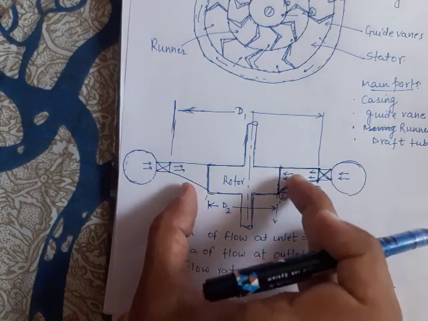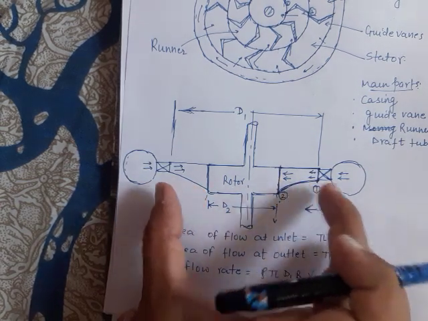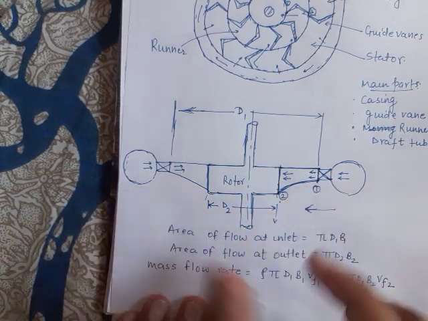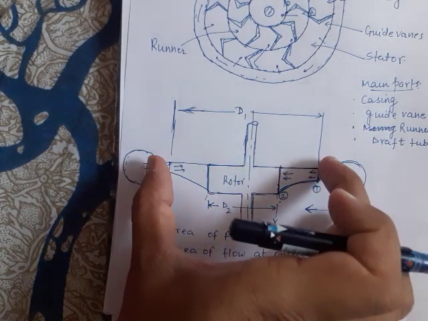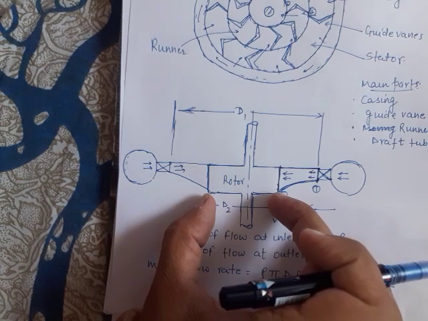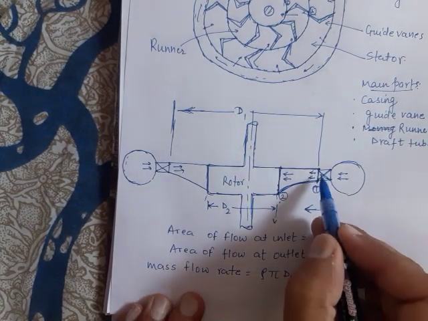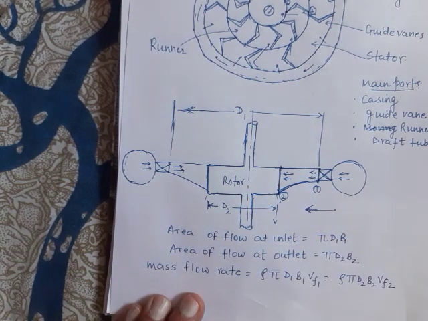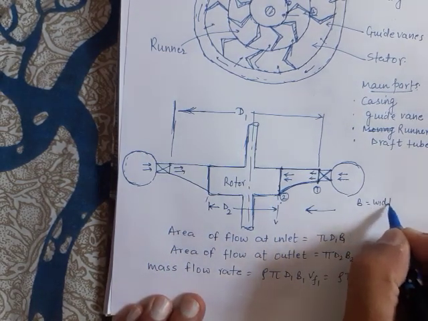If it had been an outward flow reaction turbine, D1 would have been that and this would have been D2. So for an inward flow reaction turbine, D1 is more than D2, because water enters at the larger radius and leaves at the smaller radius from the axis. B1 and B2 are the width of the blade at inlet and exit.